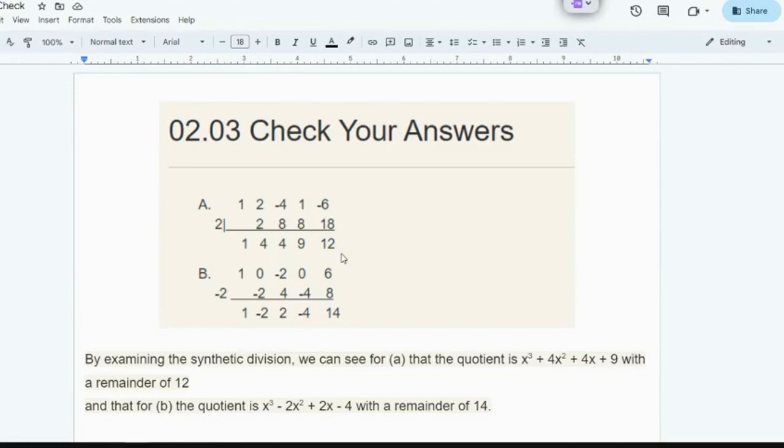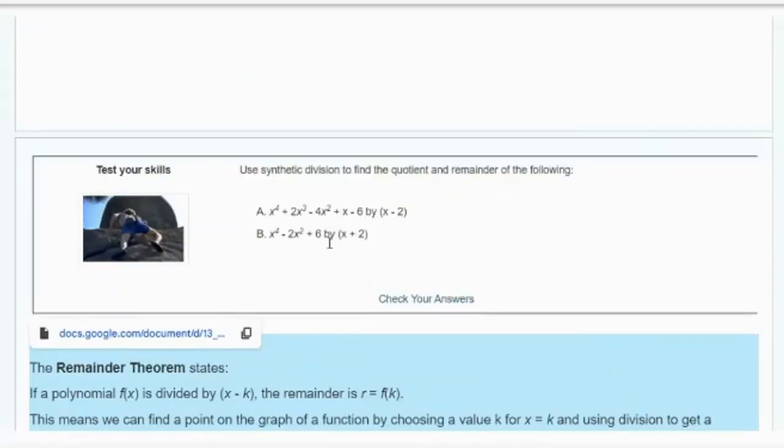Oh, how come they got a different? Oh, I did the second one. I did the second with a remainder of 14. 1, -2, 2, -4, 14. Yeah, that's right. That's what we got right there. X to the third, the remainder of 14. So you can check yourself if you want to do that first one to see if you're doing it right.